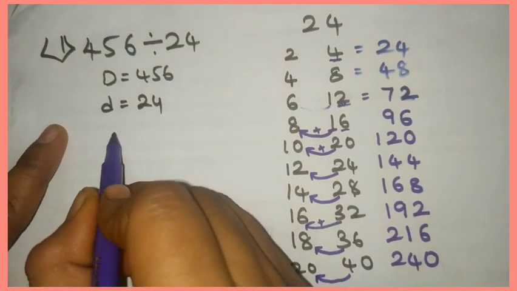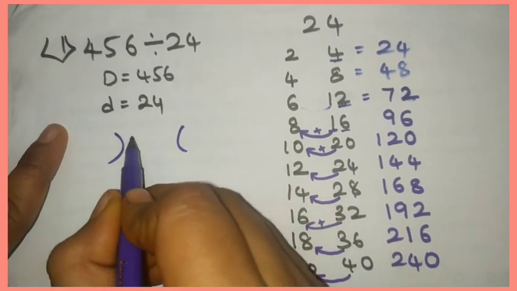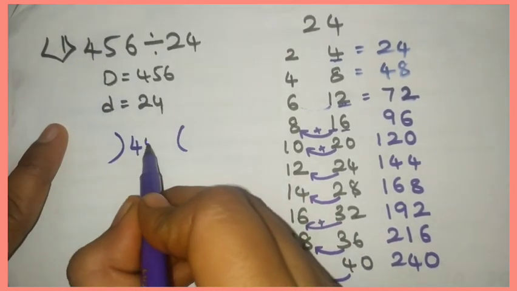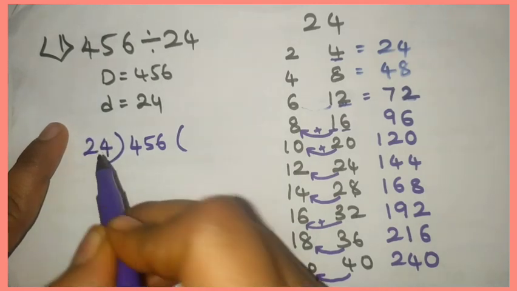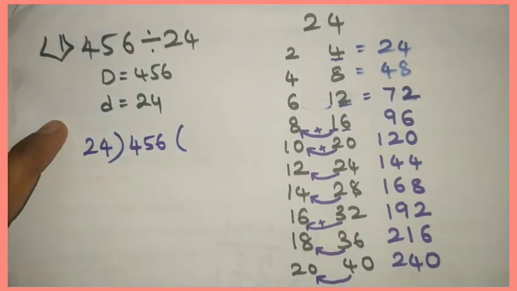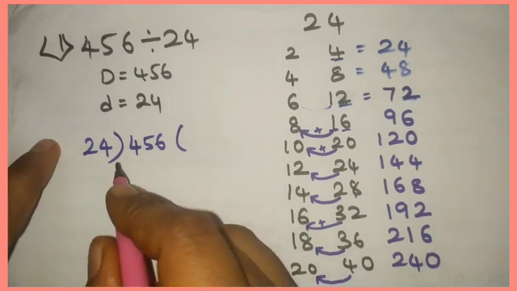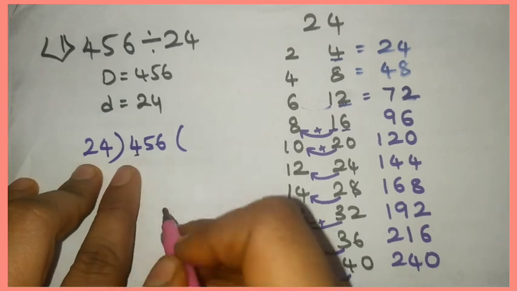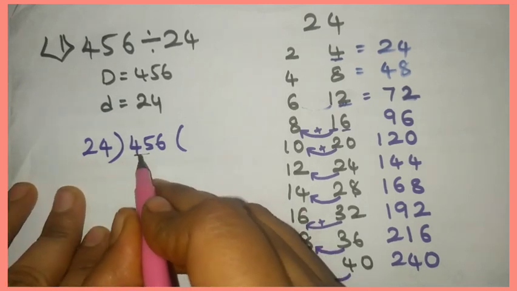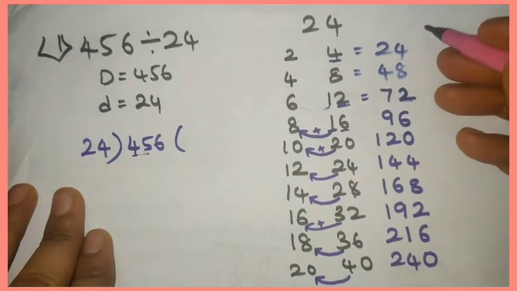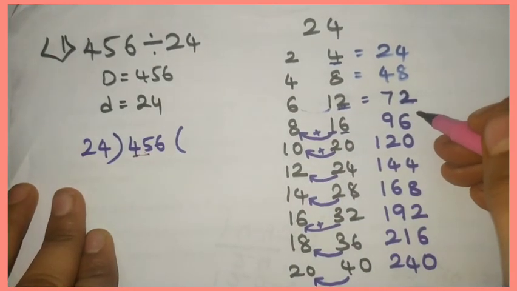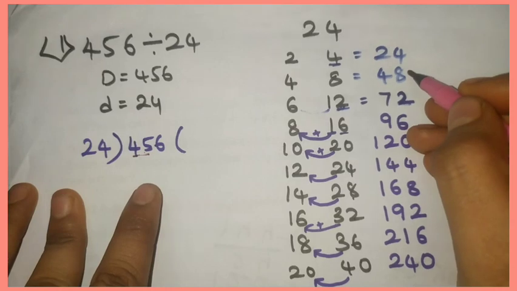Now we'll do the division here. In the middle we'll write the dividend 456 and here we'll write the divisor 24. Now, in the 24 table, do we get 4? No, so we have to take 2 digits. 45. Is 45 in the 24 table? No. 48 is there.